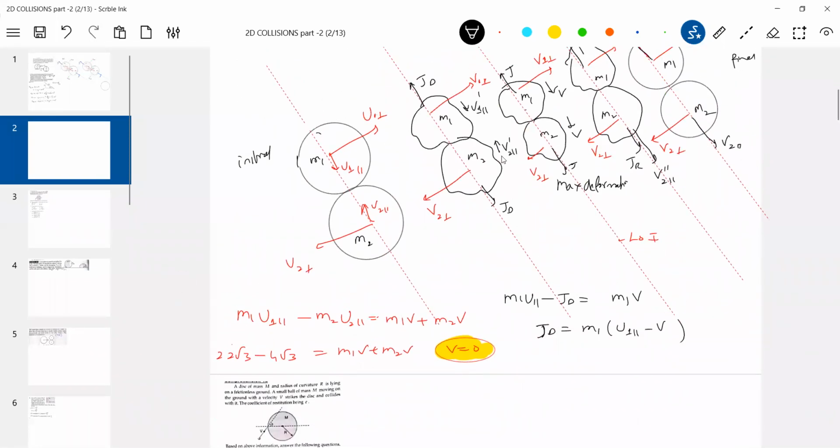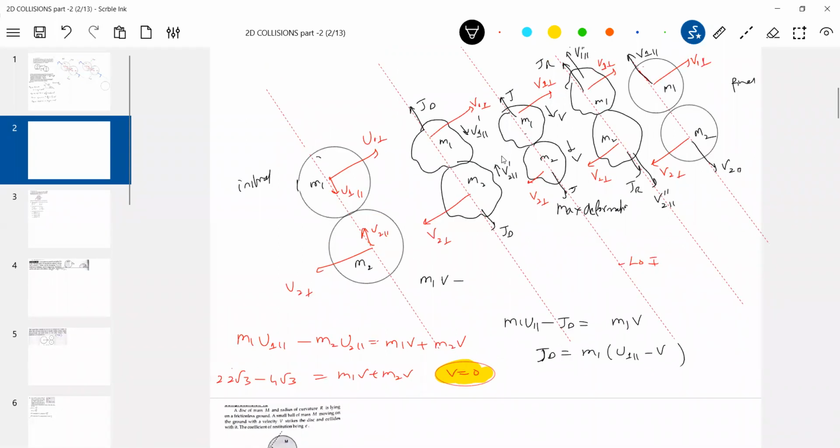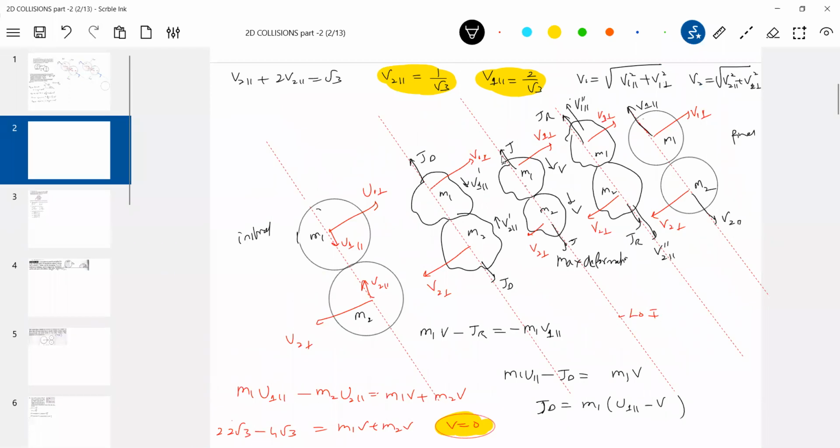Any equation, can we write it here? So m1v. What shall I write, plus jr or minus jr? m1v minus jr is equal to minus m1 v1 parallel. Solve this, and you'll get the impulse of reformation, from maximum deformation to the final situation. Finally, m1 will be moving opposite to that.